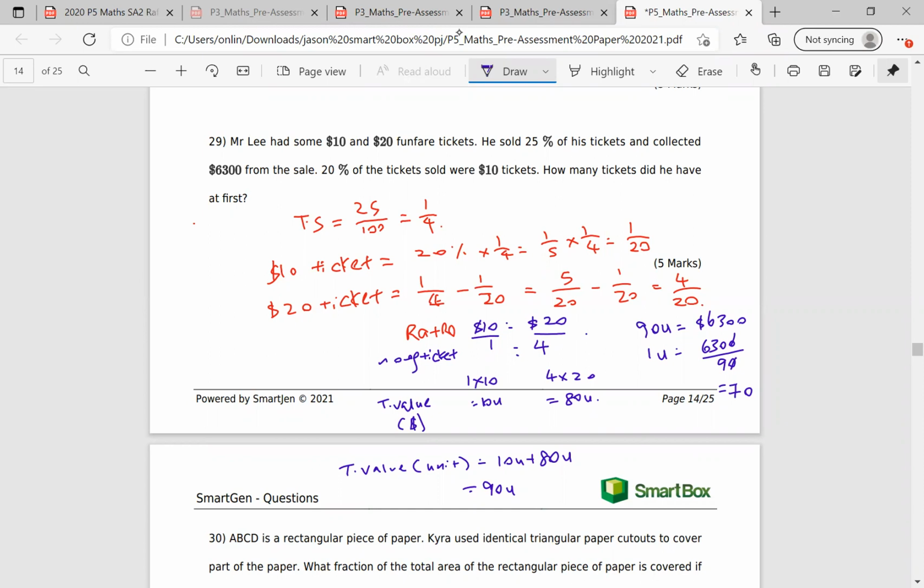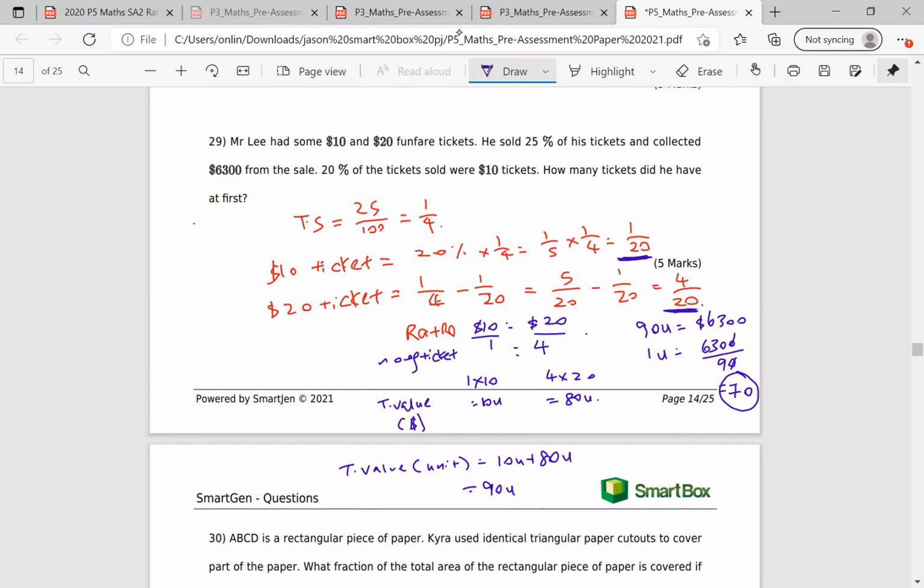Then the question asks how many tickets he had at first. So for the tickets at first, what we should be doing here is taking our 70 and finding the total number of tickets at first. If you look back at our total tickets, the fraction we have here is 1/20 for the $10 tickets, and then for the $20 tickets it is 4/20.